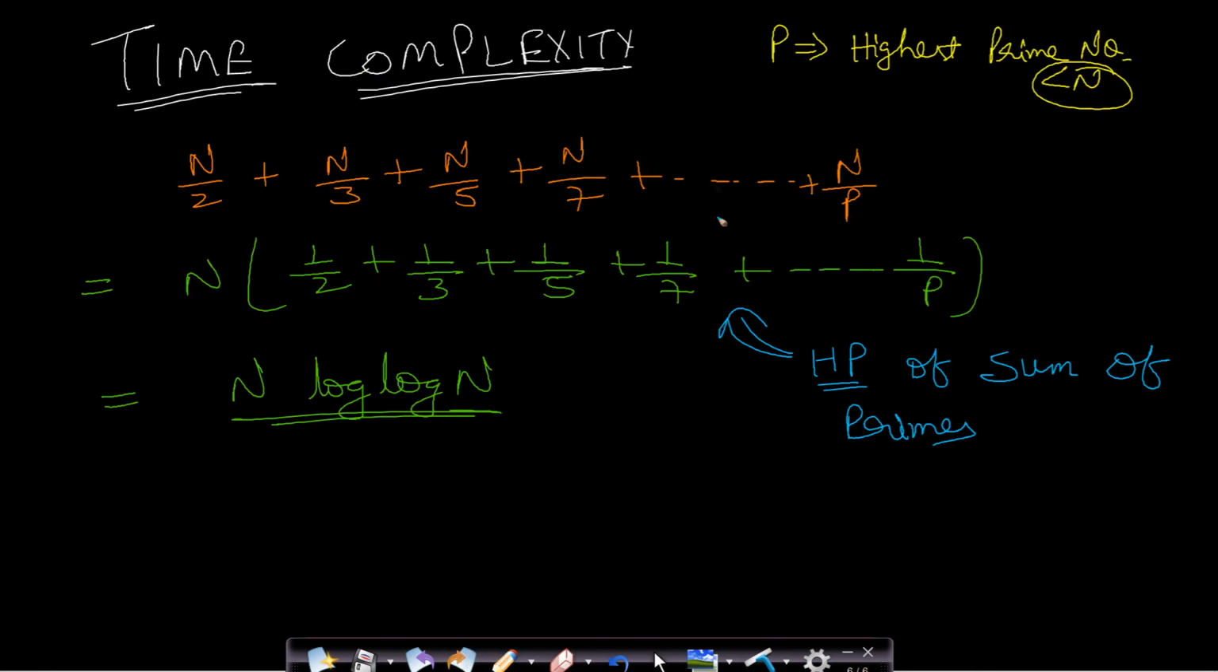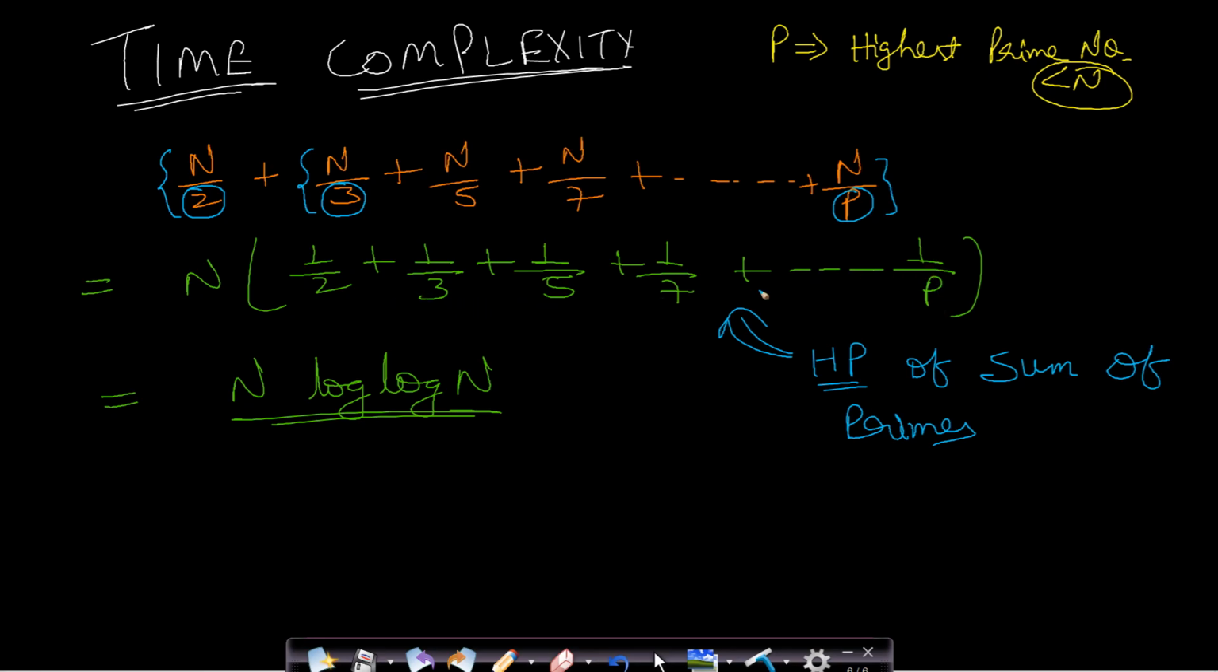Now what will be the time complexity of this algorithm? For the first prime number 2, we will have to mark n by 2 elements in our sieve. For the second prime number 3, we will have to mark n by 3 elements. And similarly for 5, 7 and so on till p, which is the largest prime number less than or equal to n, we will have to mark n by p elements. Now if we take n as common, our series will be 1 by 2 plus 1 by 3 and so on till 1 by p.